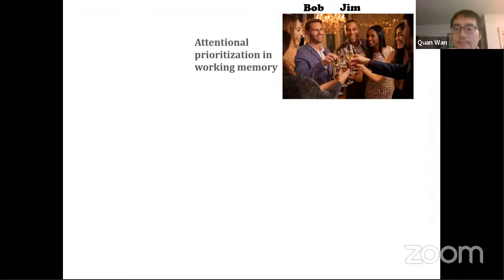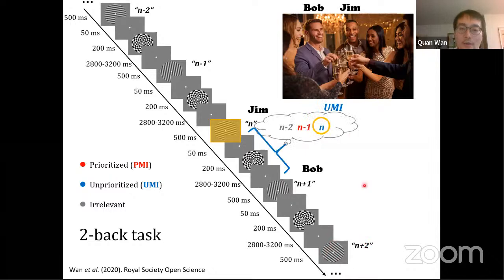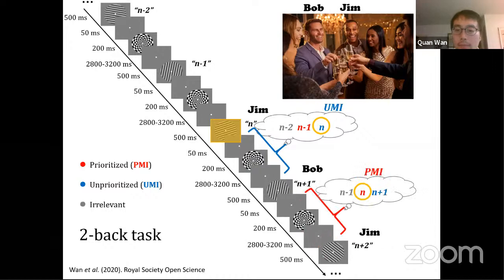And later, when you go talk to Jim, the opposite happens. To study the neural bases of attentional prioritization, we use an age-old working memory task called two-back. This task requires subjects to constantly compare the current stimulus with the one that was presented 2 times ago. Let's focus on item N here for an example. Say this is when you first learned the name Jim, and then you wanted to talk to Bob next. So during this time period, the name Jim is an unprioritized memory item, or UMI. And after that, when you want to talk to Jim next, his name becomes a prioritized memory item, or PMI.